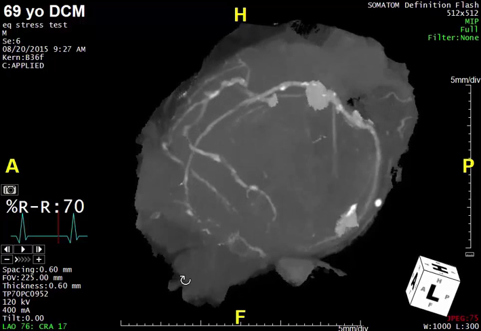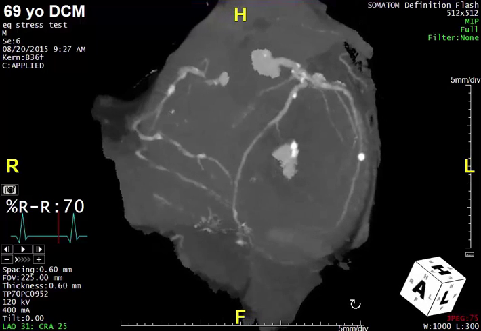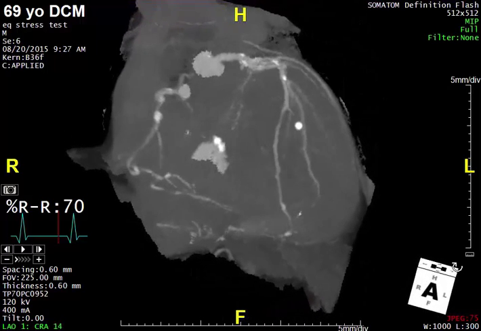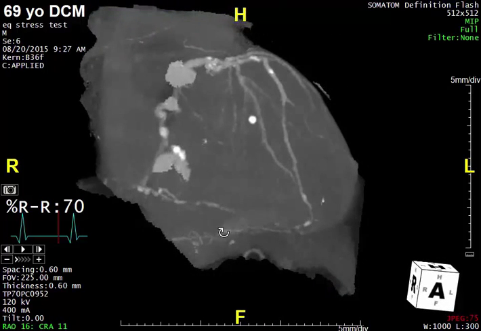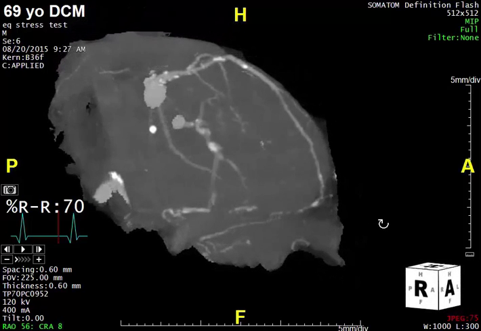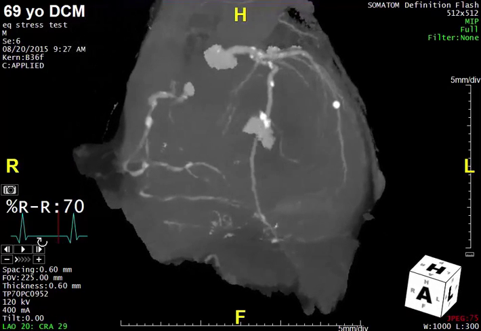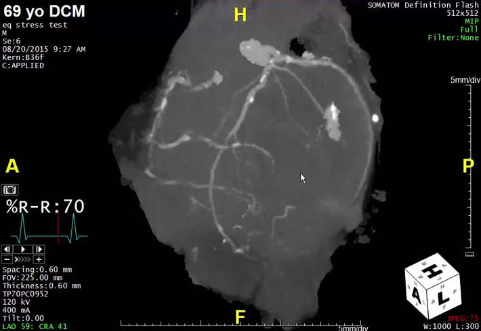a non-ischemic cardiomyopathy because all the vessels are open, there is no regional wall thinning, and there is clearly out of proportion severity of left ventricular function compared to the degree of coronary artery atherosclerotic disease.